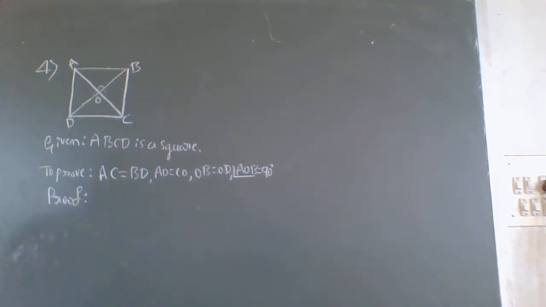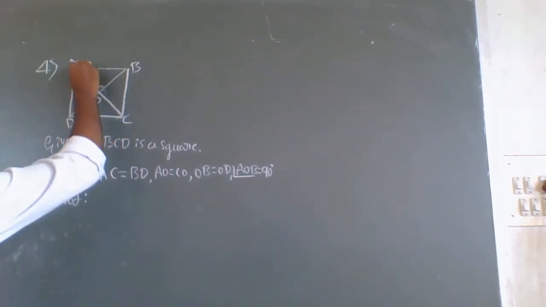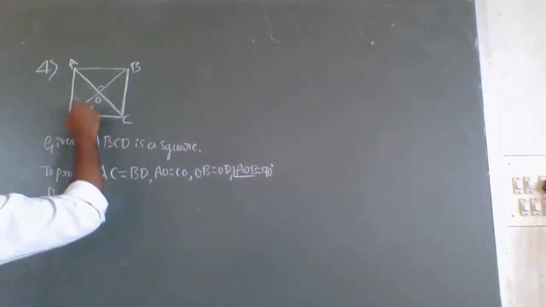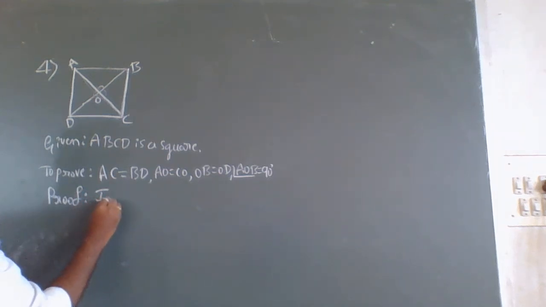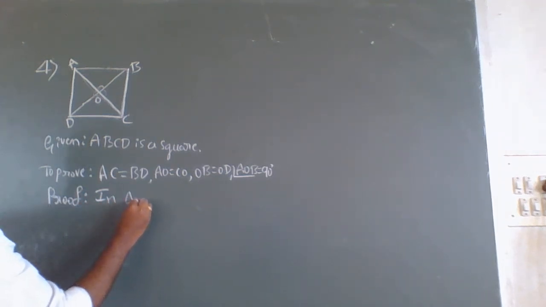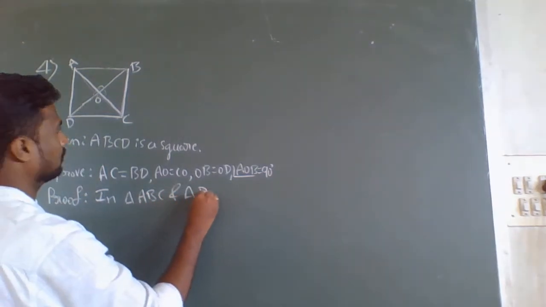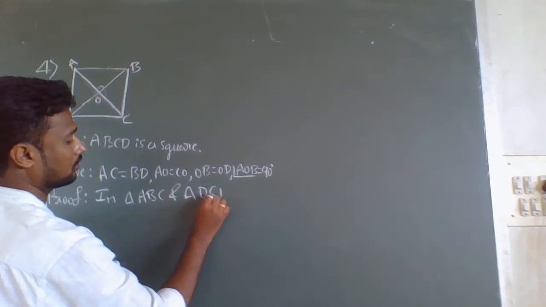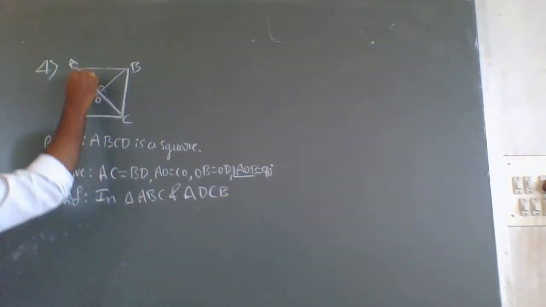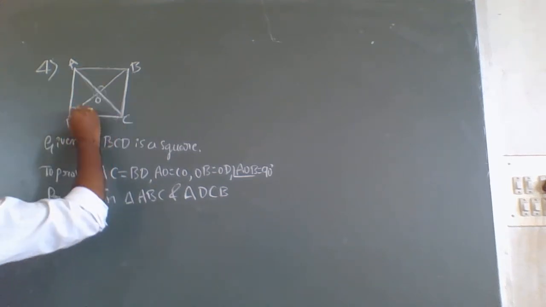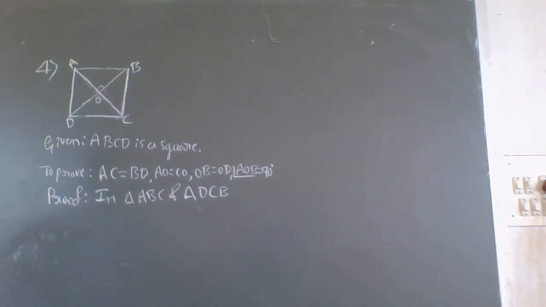I will consider two triangles, ABC and another triangle DCB. In triangle ABC and triangle DCB, if these two triangles are congruent, then we can say AC is equal to BD because of CPCT.